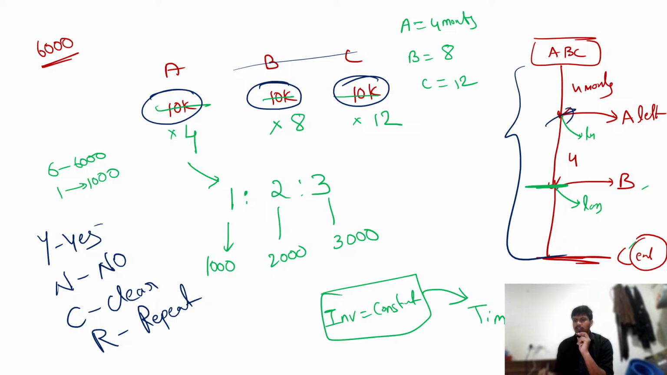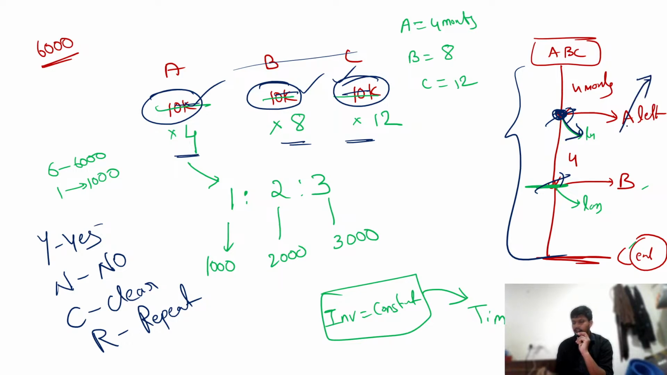Somebody is leaving in the middle. That's why every time there are changes in the time period but constant investment, simply ignore the investment and divide your profit according to your time periods. Why? Because if you are getting the loss after 4 months, only A is going to leave here.